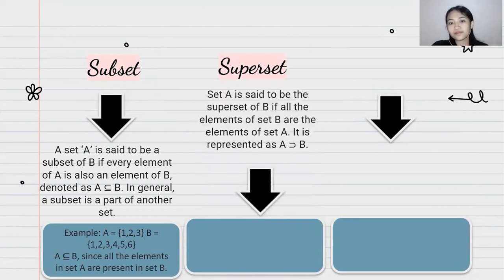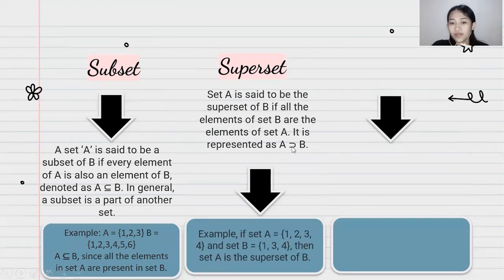Superset. Set A is said to be the superset of B if all the elements of set B are elements of set A. It is represented as A superset B like this. For example, if set A is 1, 2, 3, 4 and set B is 1, 3, 4, then set A is the superset of B.